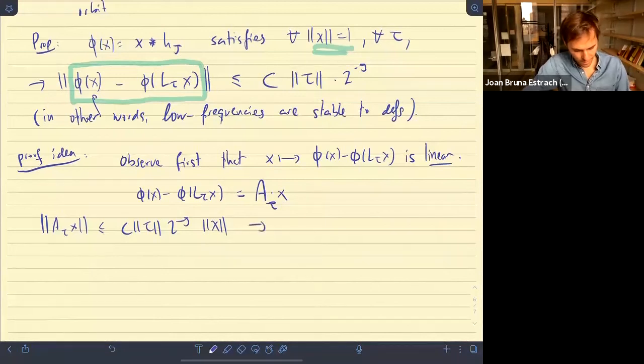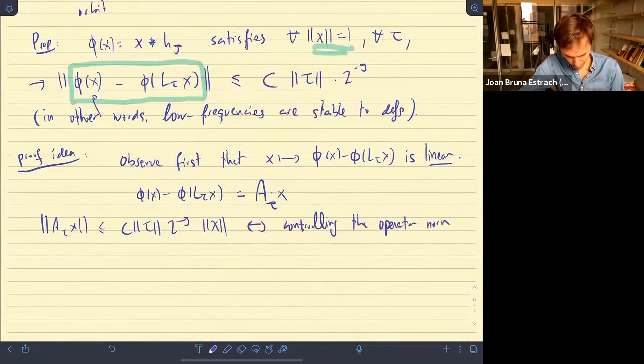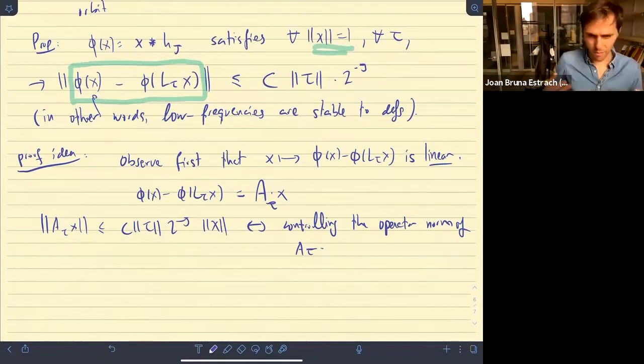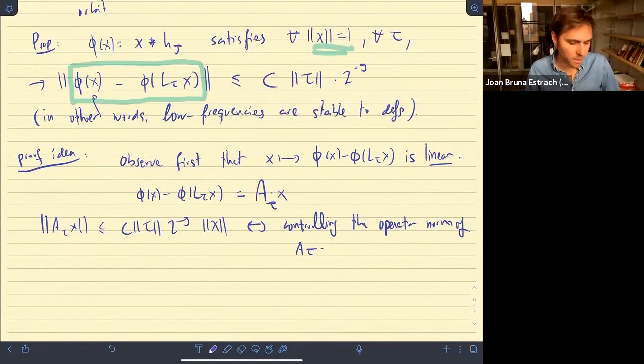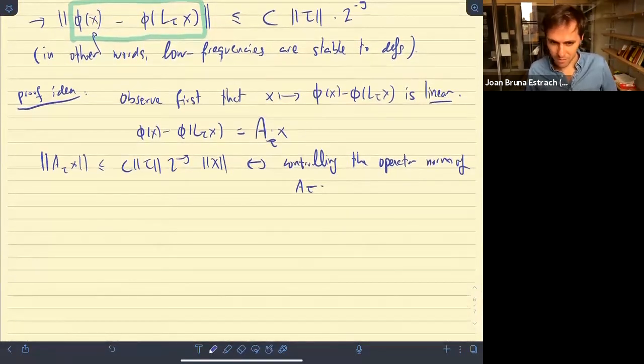So this is really just controlling the operator norm of A. Of course, the only potentially non-standard thing is that these are operators defined over infinite dimensional space. But once you have in mind that you are just manipulating very large matrices, the proof is in spirit just bounding the norm, the operator norm, of a matrix.